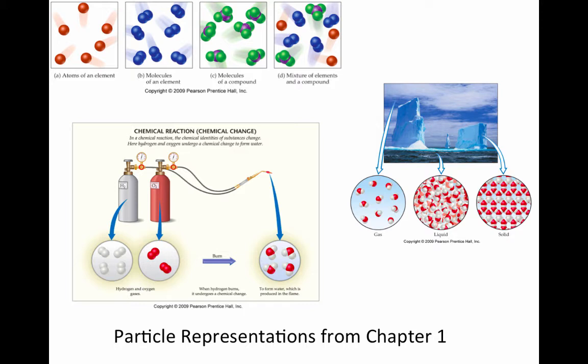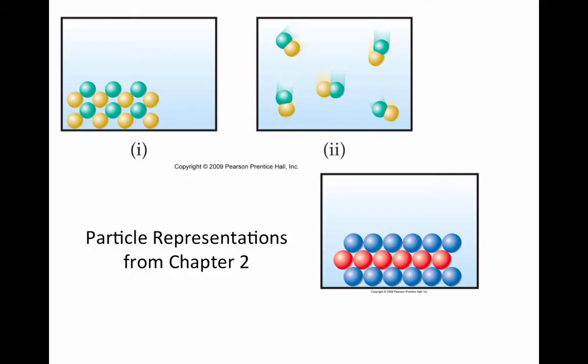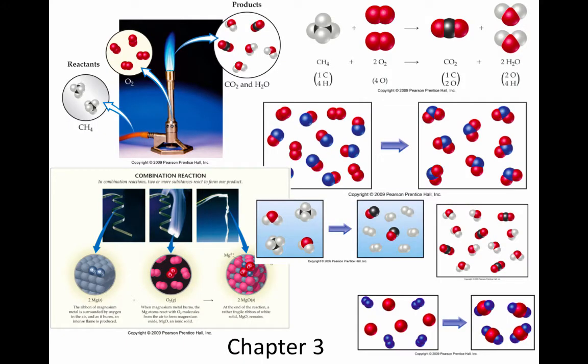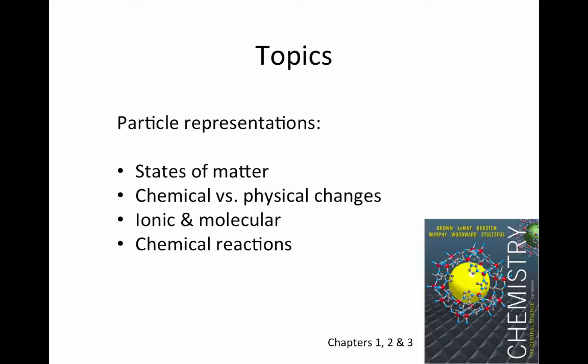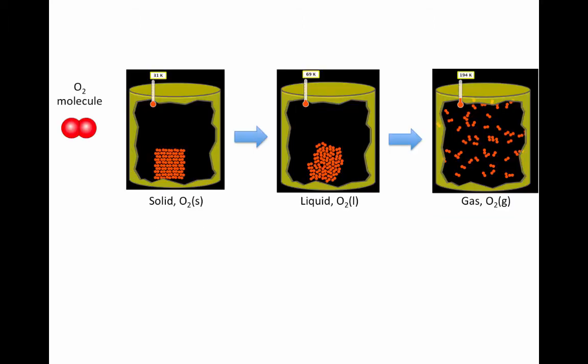In Chapter 1 of our textbook, we'll find many pictures or particle representations. In Chapter 2, we find more, and in Chapter 3, there's quite a few. In this video, let's take a little bit of time and look at how these different particle representations show us different things chemically in terms of states of matter, chemical and physical changes, ionic and molecular descriptions, and also chemical reactions. These topics are found in chapters 1, 2, 3 of our textbook, and they'll continue throughout the semester.